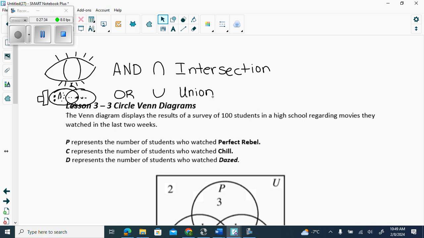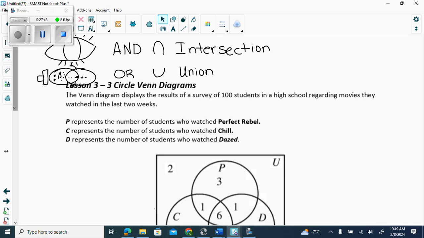Like if I said, how many read? You'd go to the read circle and you'd add them all up. There's just a few more numbers to add, that's all, because it's cut into more pieces. So for example, if I look down here and I wanted P, which represents people who watch Perfect Rebel, I would add up the whole P circle, right? There's more numbers in it because there's more cuts.